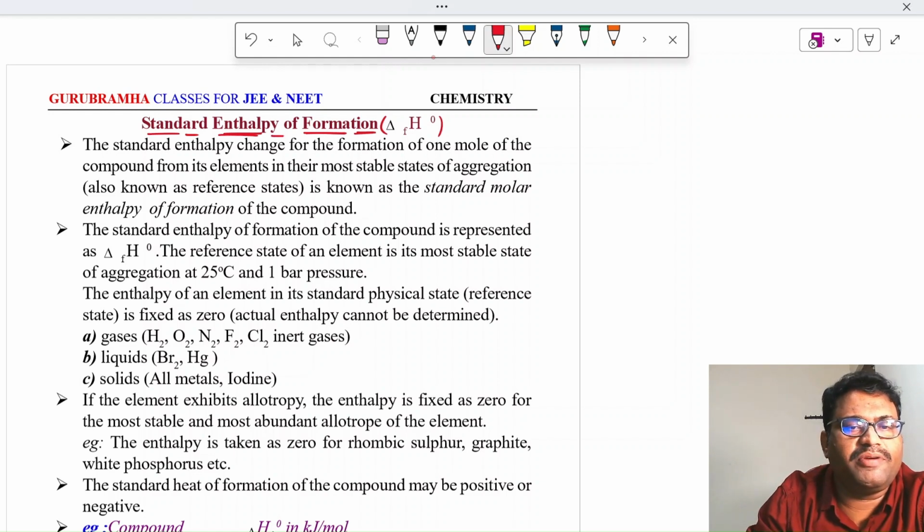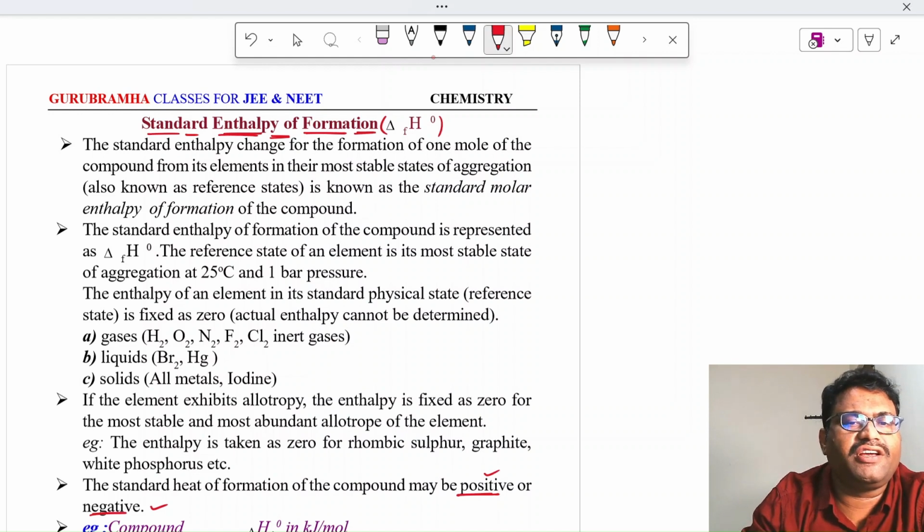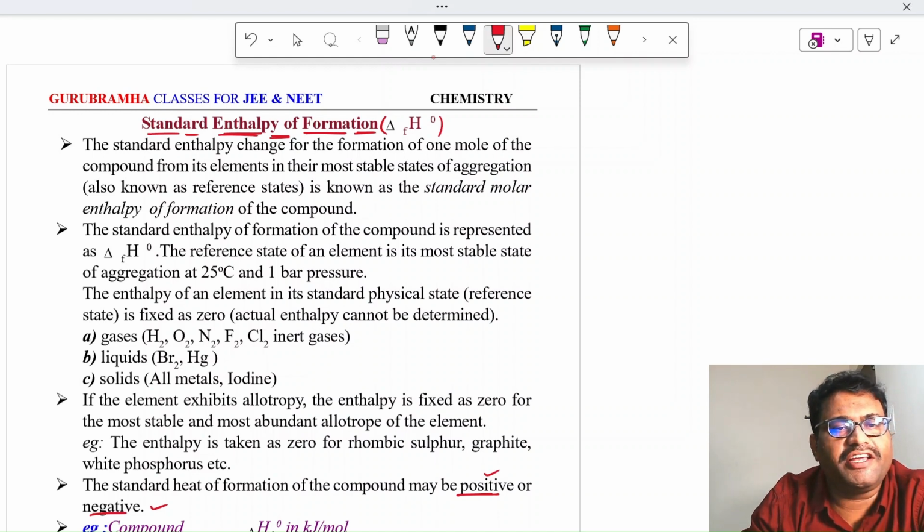So here the enthalpy of formation may be positive or negative. Positive means net energy is absorbed. Negative means energy is released. So both can be possible during the formation of a substance. So the first point we need to remember while studying enthalpy of formation is that it can be either positive or negative.